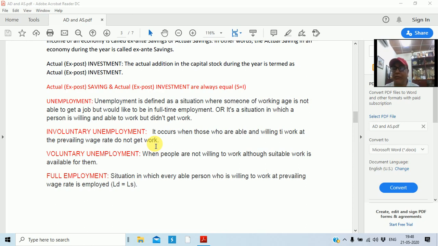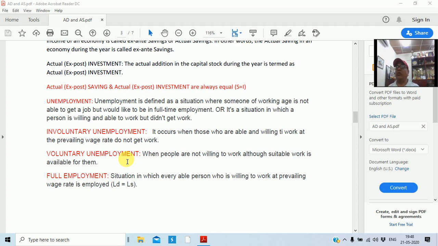For example, in our country, you will find involuntary unemployment is a serious problem. Here the people are ready to work. They are able to work. They are willing to work at the prevailing wage rate, but they don't get work. So when a person is able and willing to work at the prevailing or existing wage rate, but does not get work, that is called involuntary unemployment. Means they are unemployed not by wish. They are unemployed due to the economic circumstances.